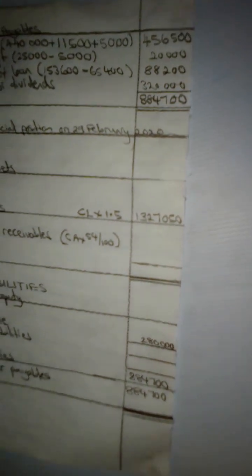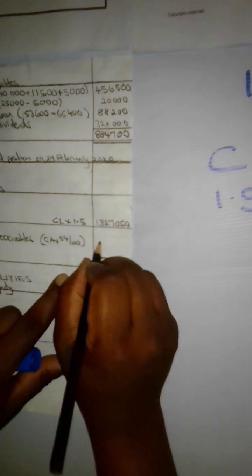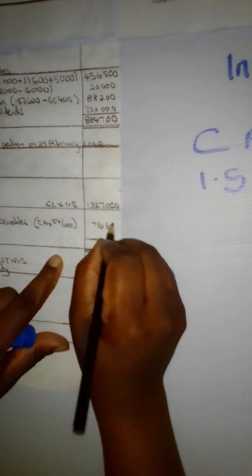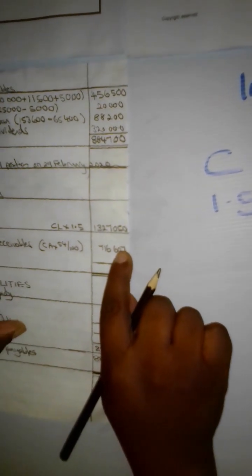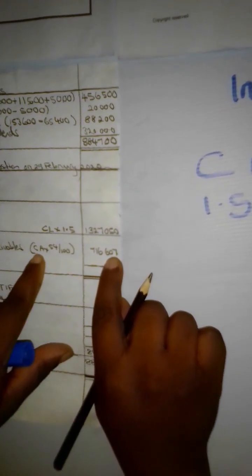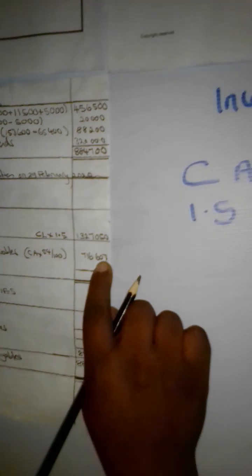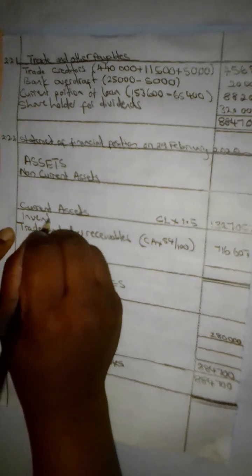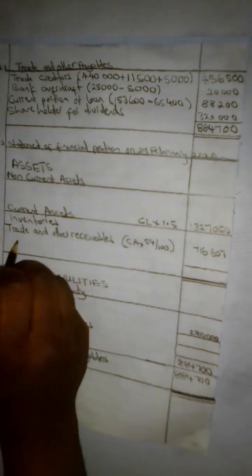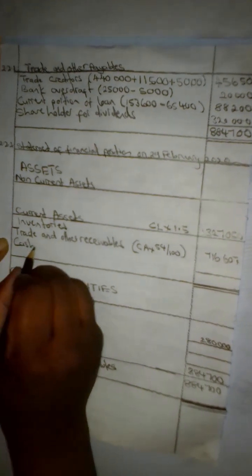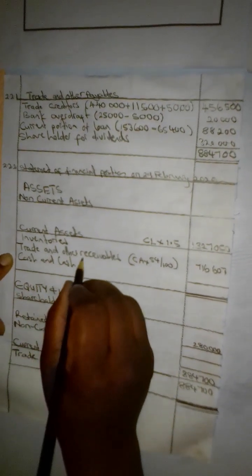So my current assets are 1,327,050 times 54%. Let me find out on my calculator how much I'm going to get. I'm going to get something like 716,607. 716,607 are my trade and other receivables. Because we've got the trade and other receivables already, remember here, under current assets, we have inventories, trade and other receivables, and then the last thing is cash and cash equivalents.